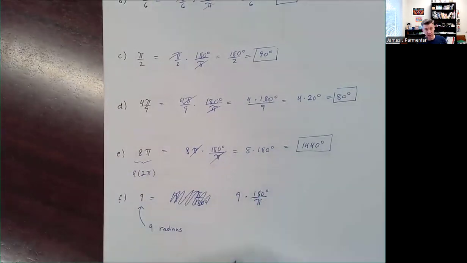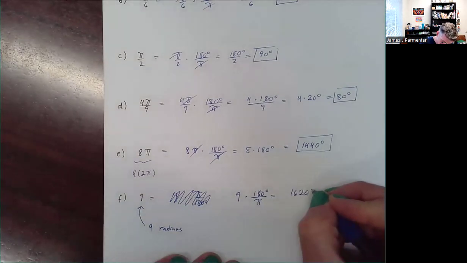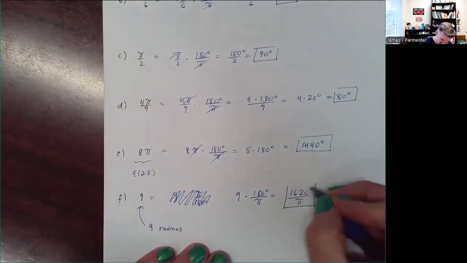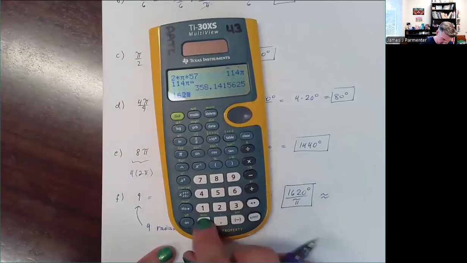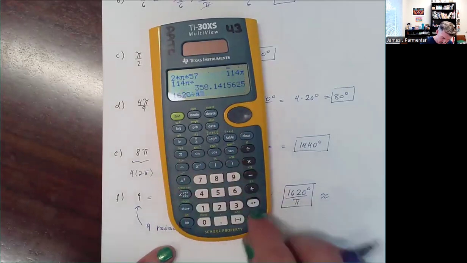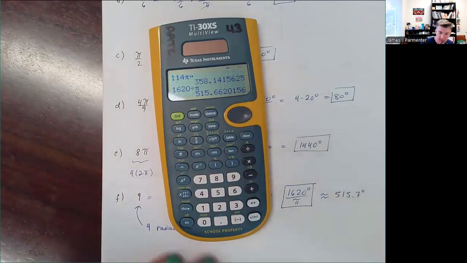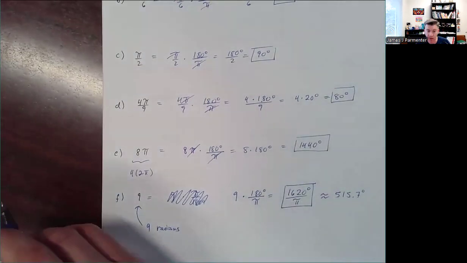And this answer is going to be a little bit unsatisfying. 9 times 180 is what? 900 plus 720 is 1,620 over pi degrees. And that's our exact answer. And without the calculator, and really even with the calculator, we shouldn't change this to a decimal approximation. I will tell you that using a calculator, the decimal approximation is, let's see, 1,620 divided by pi is approximately 515.7 degrees. This is still the answer I want, and it does have to be in degrees. 9 radians does make sense.